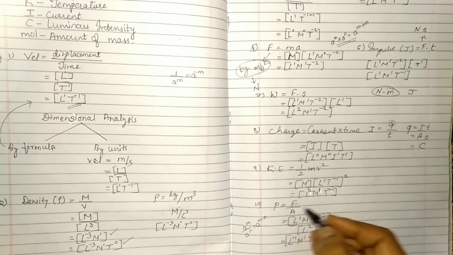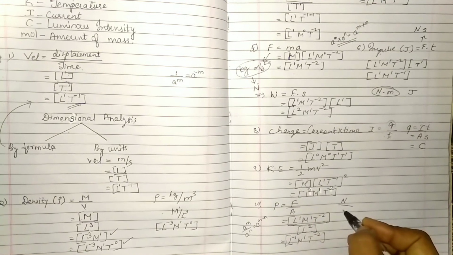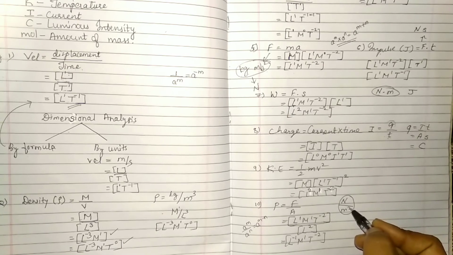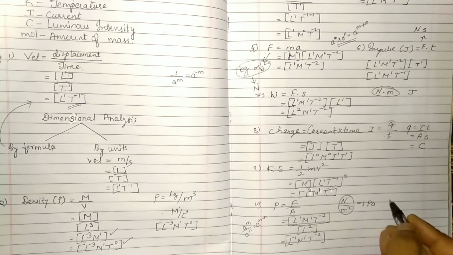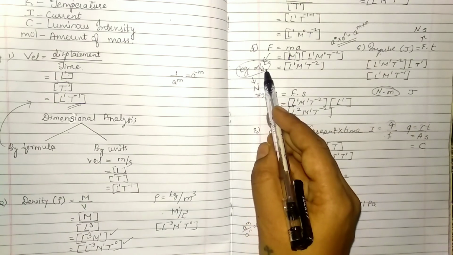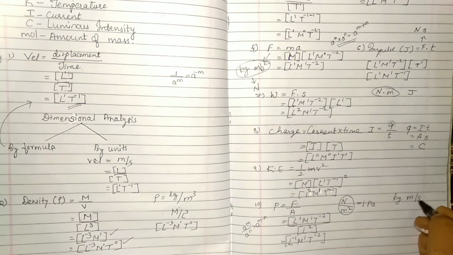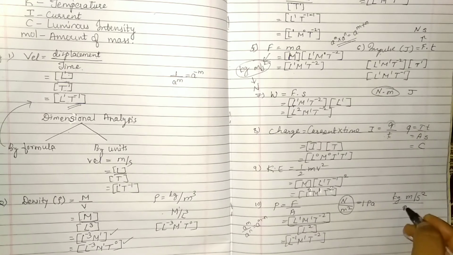If you talk about the SI unit of this, force is in terms of Newton and area is in terms of meter square. So Newton per meter square is equal to 1 Pascal. You can also take it like that: kg meter per second square, divided by the area, that is meter square.